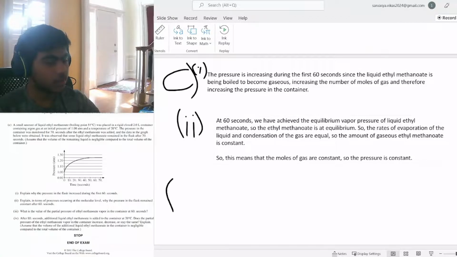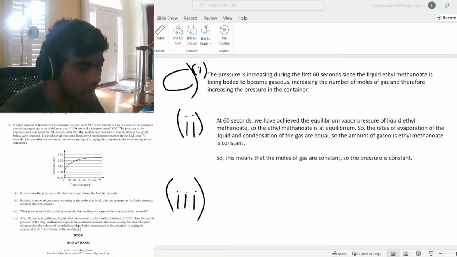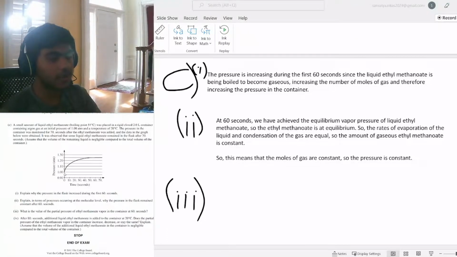All right, part 3. They're asking us for the partial pressure of ethyl methanoate vapor in the container after 60 seconds. Well, let's see. At 0 seconds, we started at 1 atmosphere, and we ended up at 60 and 70 seconds at 1.25 atmospheres. So we increased by 0.25 atmospheres, which means that must be the amount of ethyl methanoate vapor, the pressure of the vapor.